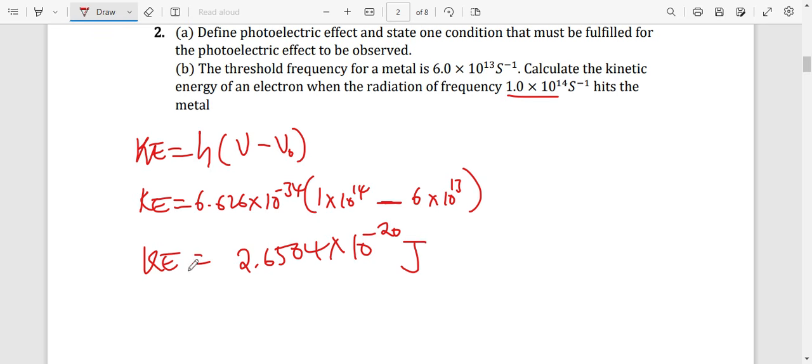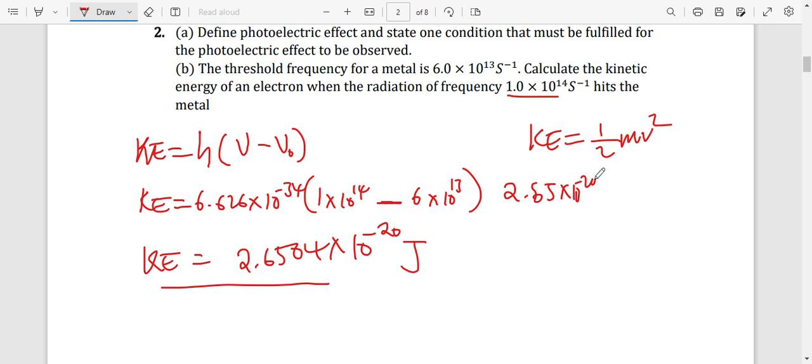Joules. So if we are asked to calculate the velocity at which electrons are going to be emitted, you know that kinetic energy is given by half mv squared. So you already know the kinetic energy, 2.65 times 10 to the power negative 20, which will be equal to half times the mass of the electron, 9.11 times 10 to the power negative 31, times v squared. Simply find v. You would have calculated your answer for this question.